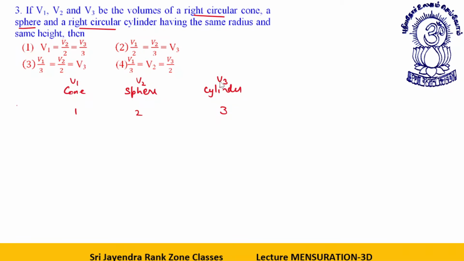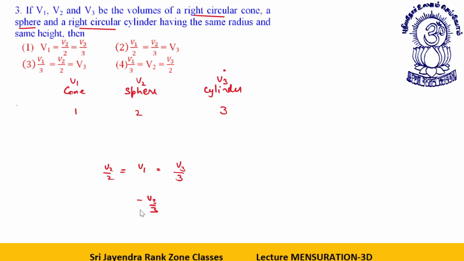Okay, so now what will happen? What will be the ratio of V1, V2, V3? Since the volume V3 is triple of V1, therefore I can say V3 by 3 is equal to V1. Also, I can say volume of the sphere is double of the cone. So volume of the cone will be half of the volume of sphere. So that way V1 is equal to V2 by 2 is equal to V3 by 3.